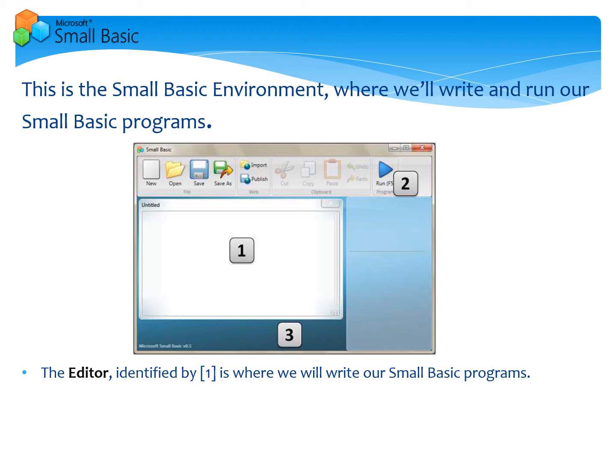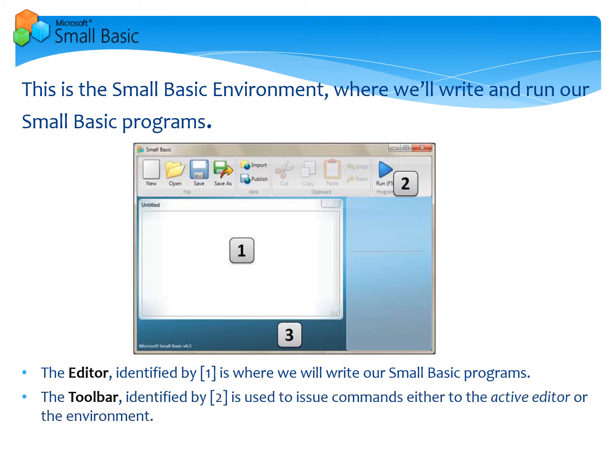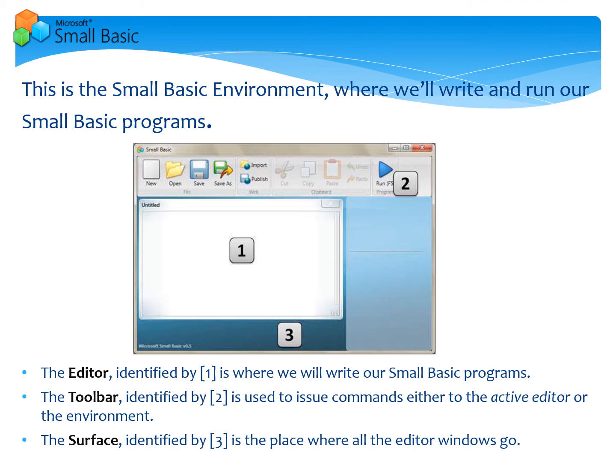Then number two is the toolbar. It's where we take tools, commands, and activities, and select from that section. Then number three is the surface. It's the place where all the editor windows go. Those are the main components of the Small Basic window.